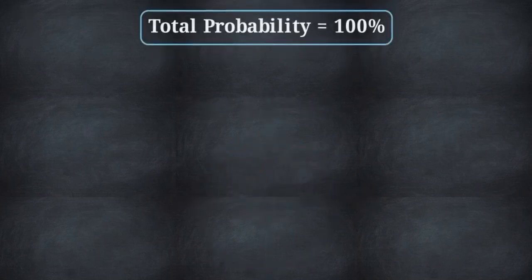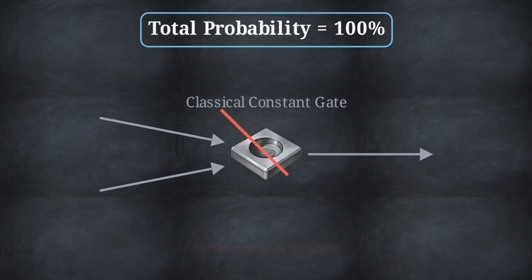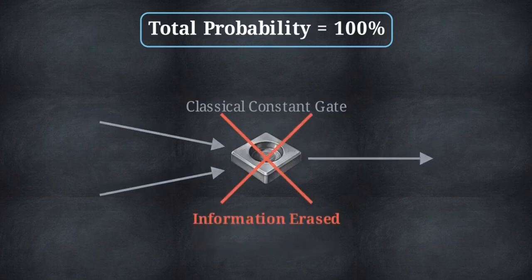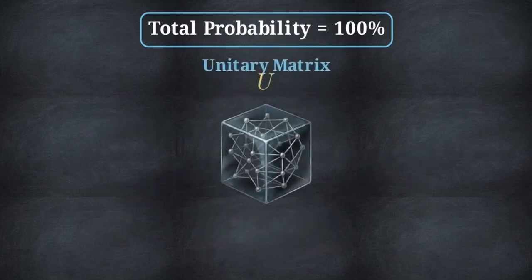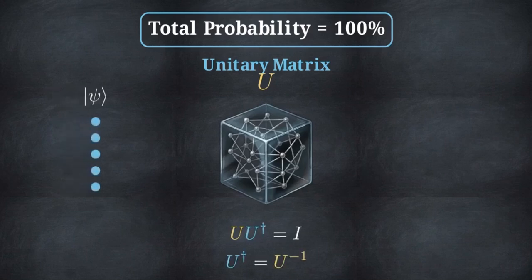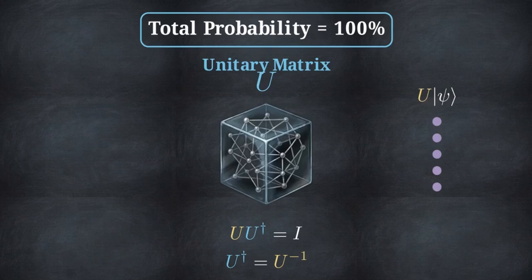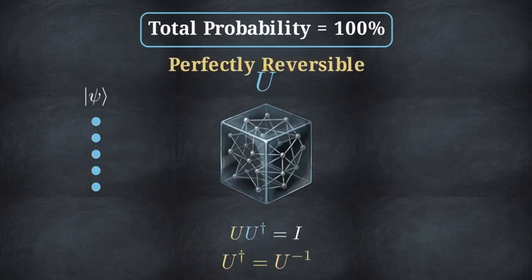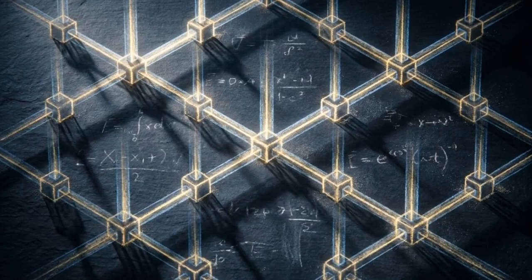Because total probability must be conserved, quantum logic gates cannot be built from information-erasing matrices. Every quantum operation has to be a unitary matrix. By definition, a unitary matrix is its own inverse. Unlike the classical constant gates we saw earlier, every calculation performed in a quantum computer is perfectly reversible. The entire architecture of quantum computation relies on this reversible mathematical framework, manipulating continuous probability amplitudes rather than definite states.